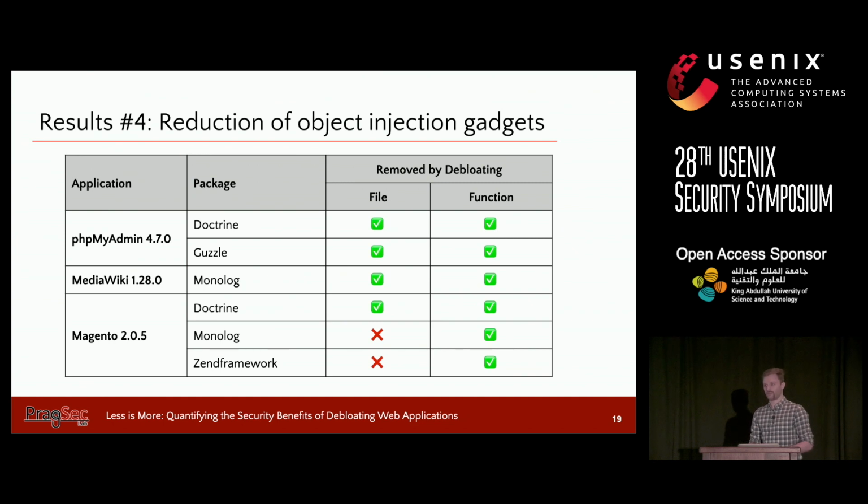So to quantify the effectiveness of debloating or removing these gadgets, we relied on the PHPGGC library, which is an open source list of known gadget chains within popular PHP applications. So if you know that your target web application is vulnerable and is using the Doctrine package, you can use the existing gadget chain to mount your exploit. So we see that, for example, out of 6 gadgets that we found across these applications, file debloating can successfully remove 4 of them, and function-level debloating breaks all of the known gadget chains for these applications.